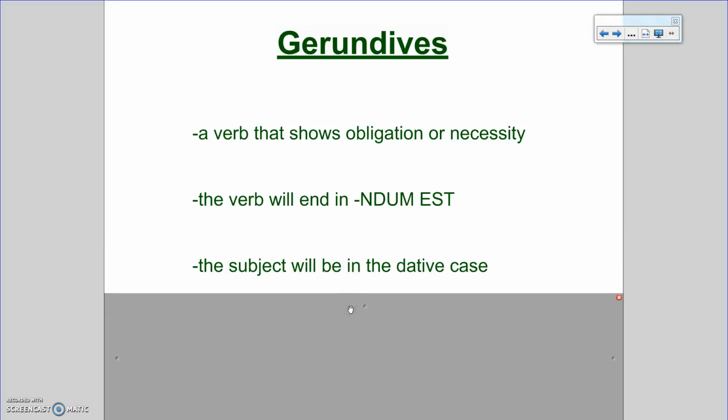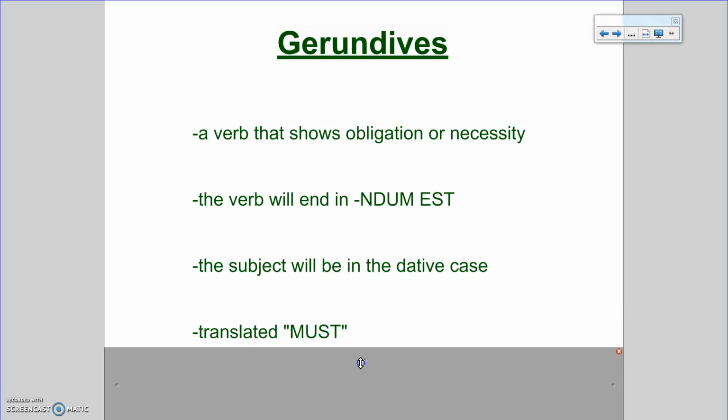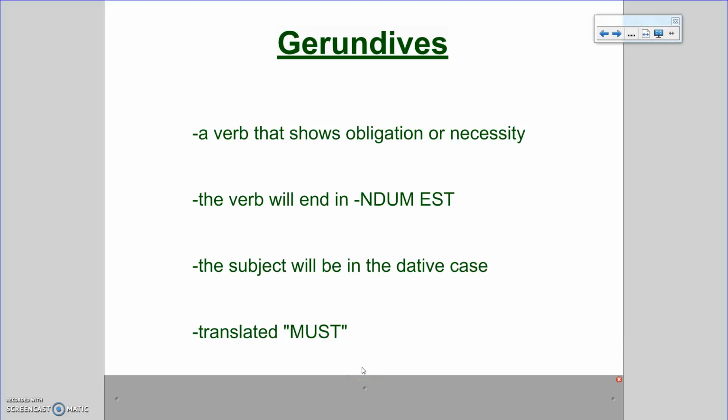Another unique part of gerundives, the subject is always in the dative case. Now, if you think about what case the subject is normally in a normal Latin sentence, I'm praying to God that you said the nominative case. You guys have been learning that since stage 1. Whereas with gerundives, the subject is actually going to be in the dative case, and I'll explain why in a few moments. As I said before, gerundives are always going to be translated must, because we're showing obligation or necessity.